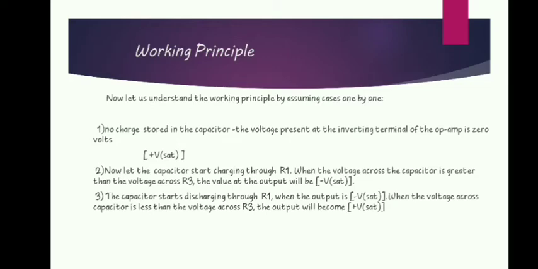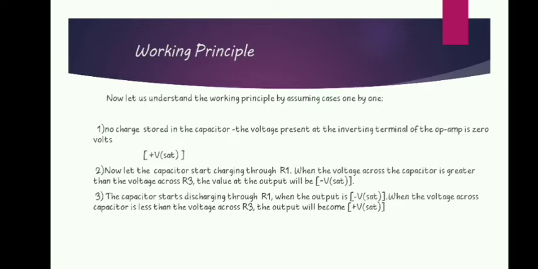Moving on to the second case, now let the capacitor C start charging through the resistor R1. Now the value present at the output will change to minus Vsat when the voltage across the capacitor is just higher than the voltage across resistor R3. So assume that at present the value will be minus Vsat. Now the value of the output is minus Vsat. Hence the capacitor will start discharging through the resistor R1.